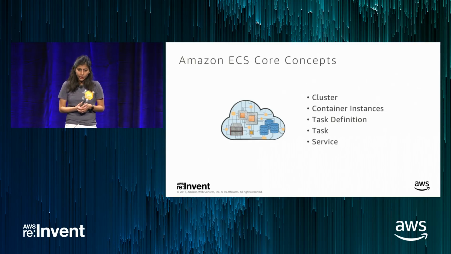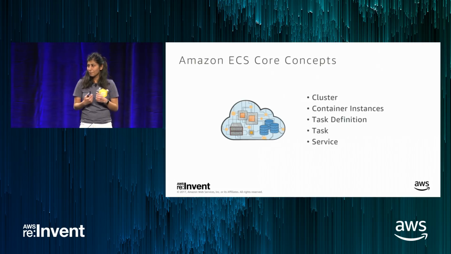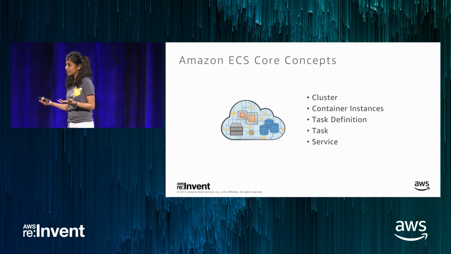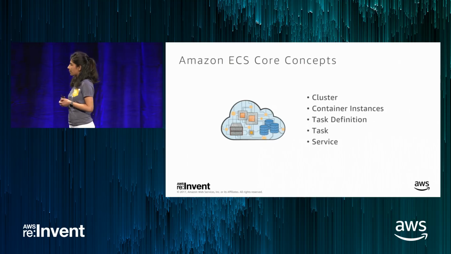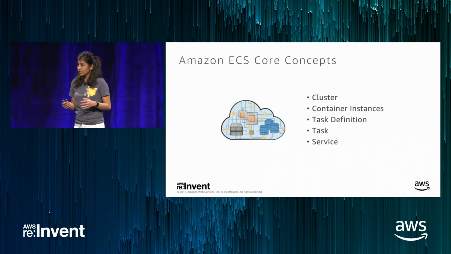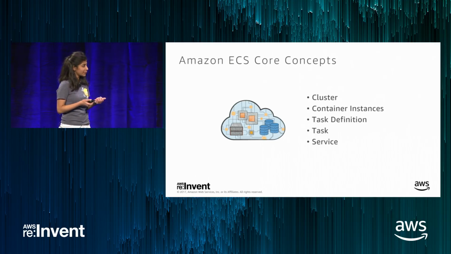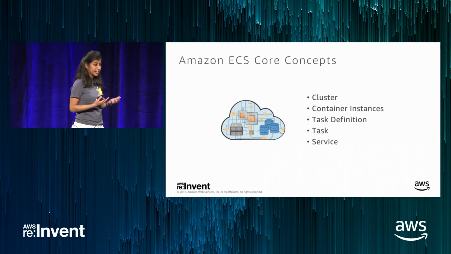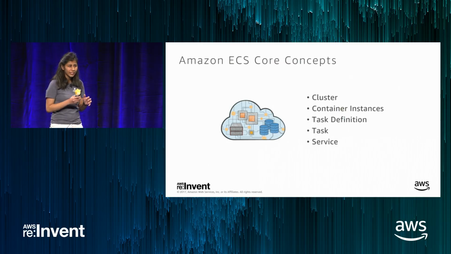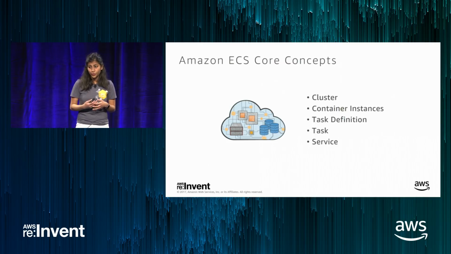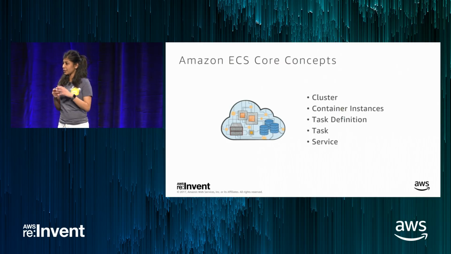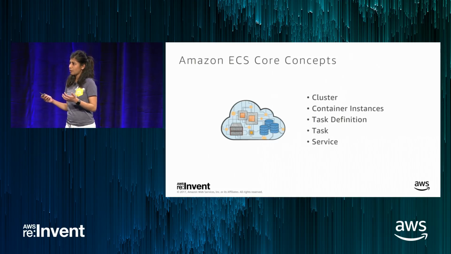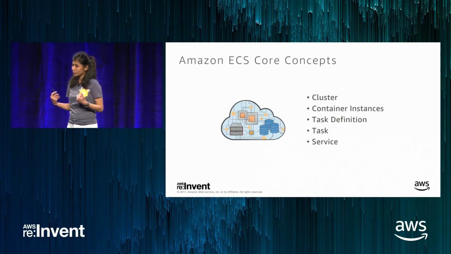So let's do a quick recap of all the core concepts that ECS offers. There is a concept of cluster. A cluster is basically a logical grouping of all the resources that you have. Next is container instances. Container instances are EC2 instances with our ECS agent installed on them. And ECS agent is a piece of open-sourced software that looks at the state of the world on the instance and reports back to our backend service.